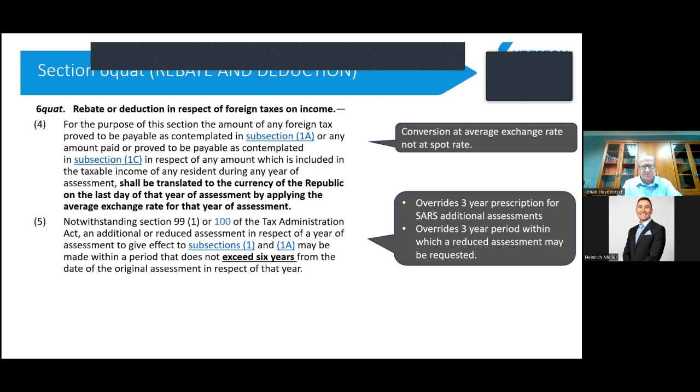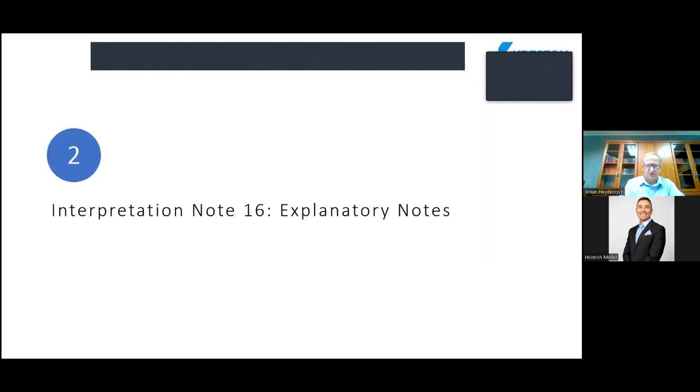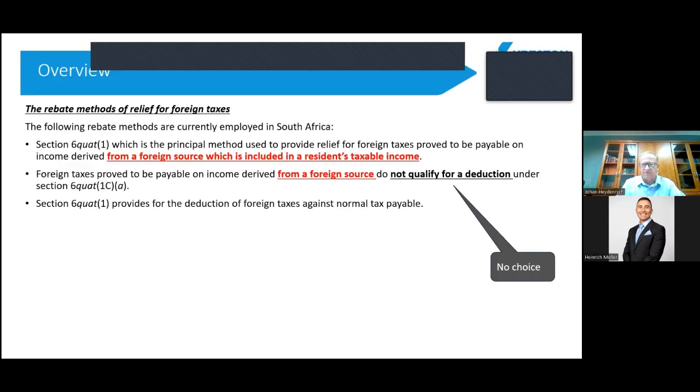All right. And this is what I said, the 6quat overrides the 3-year prescription period. So you can actually go back 6 years if you want to claim a foreign tax rebate or a foreign tax deduction. All right. So interpretation note 16, many of the things that are in the explanatory notes I've already talked about, but let's re-emphasize it. And these are extracts from the interpretation note.